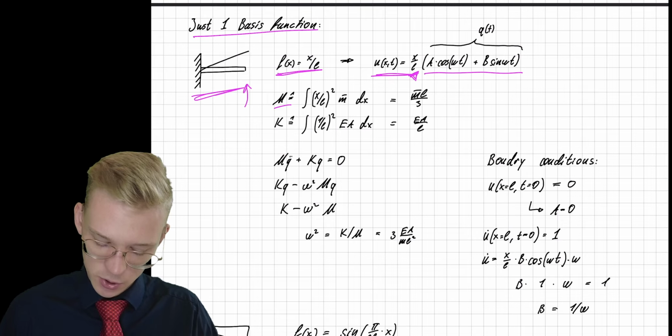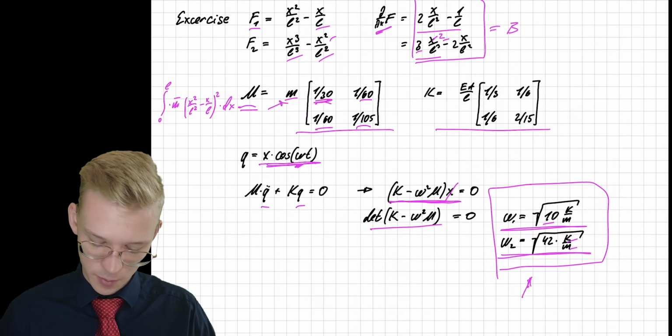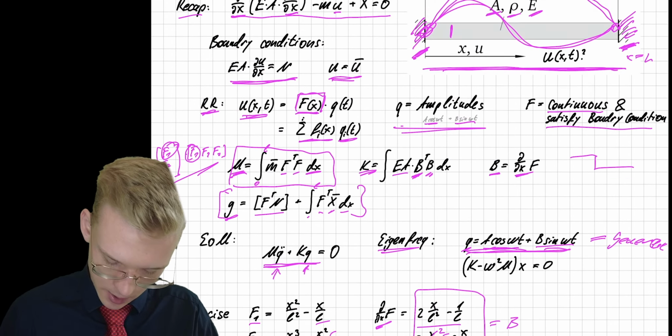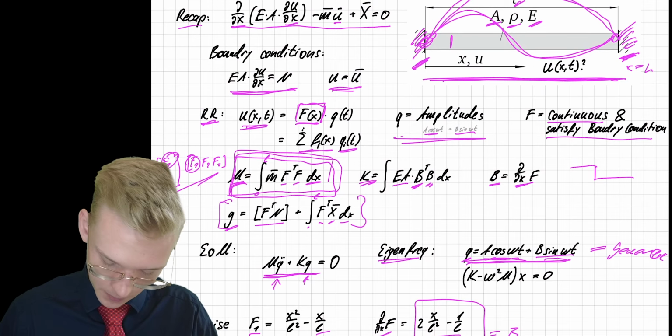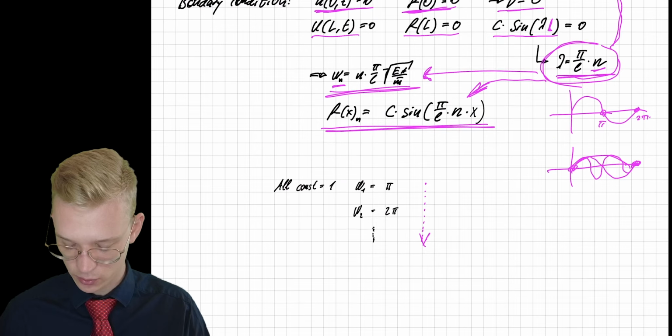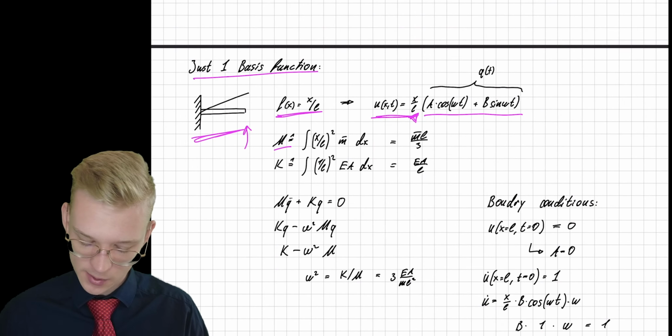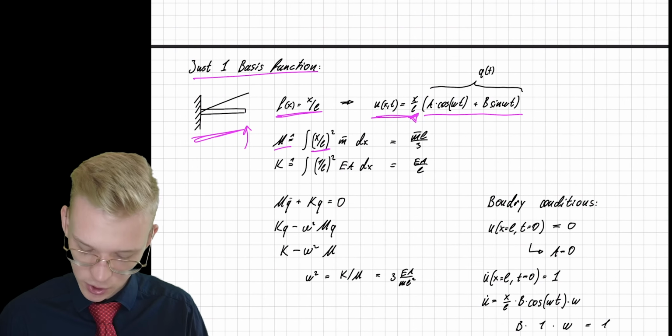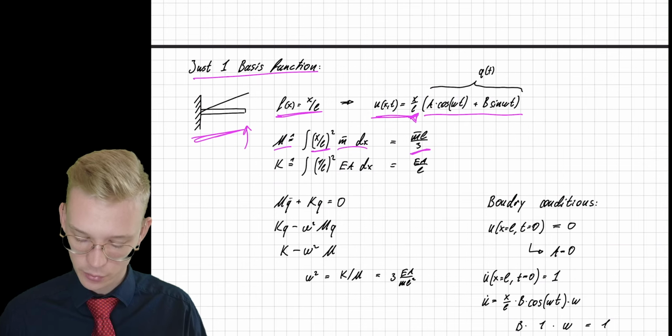To get the mass matrix, we do the same trick that we did before. That is this one right here, where we have F transposed F, but in this case the length of F is equal to 1. So we just square the function and multiply it out, and we will get ML over 3.